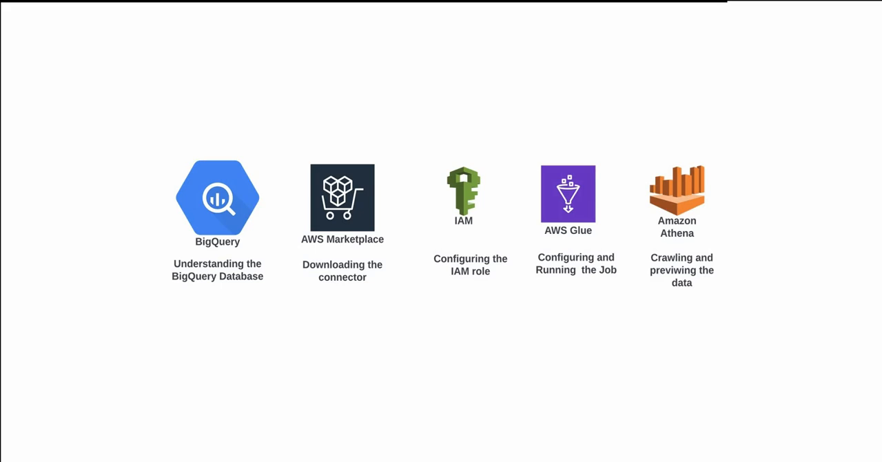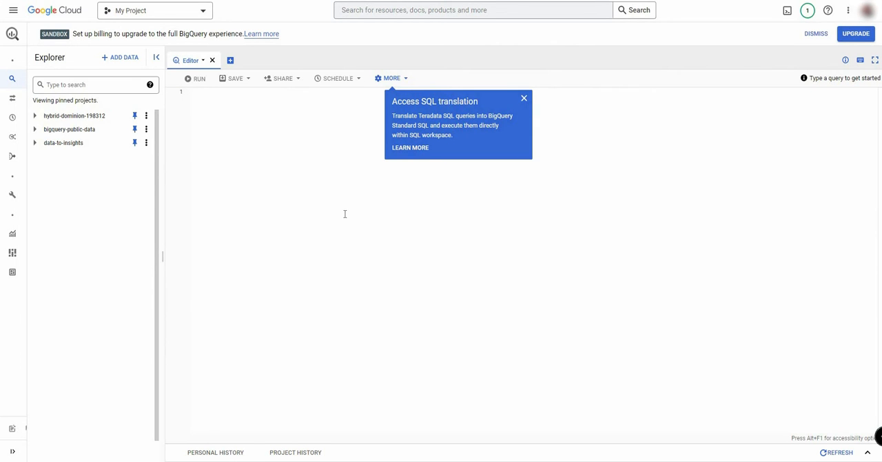In the next part, we'll be configuring our Glue job, and we'll also run the job to get the data in S3. In the next part, we'll crawl the data from S3 and we'll preview it in Amazon Athena. So let's get started. So here I am in the BigQuery console.